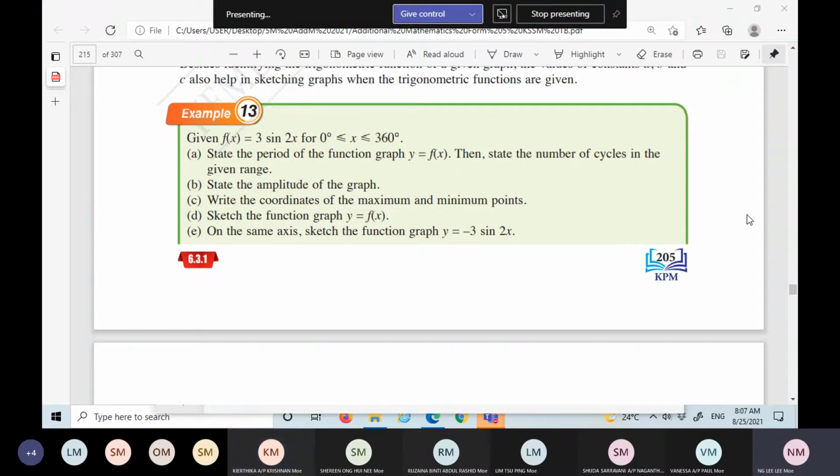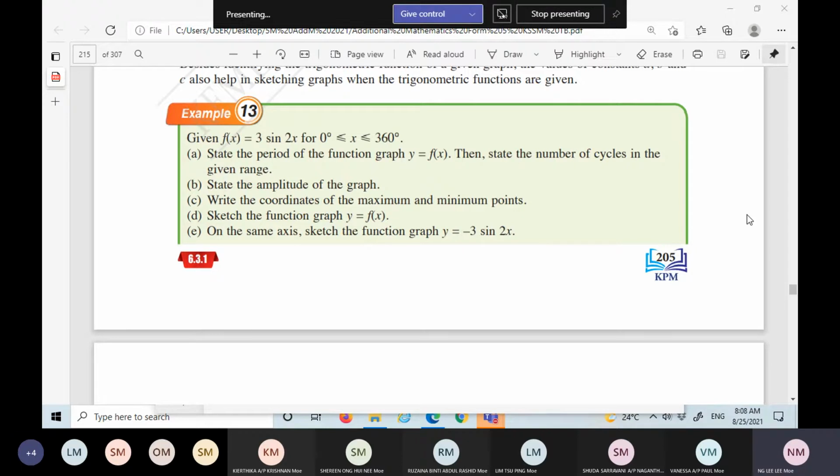Okay, we continue from yesterday. We go through example 13. In example 13, they give you the functions, then they ask a few questions. Those questions help you get the idea of the graph. After that, you need to sketch a graph in part D, and then in part E, on the same axis, you sketch another graph, which is the negative of the original graph.